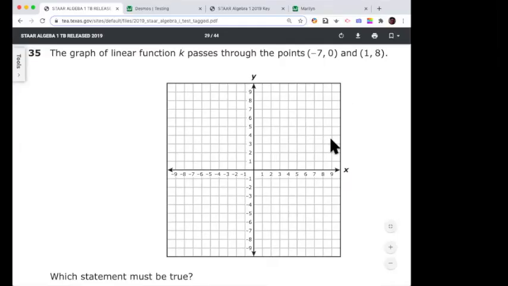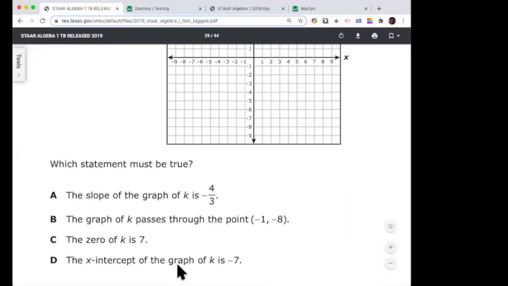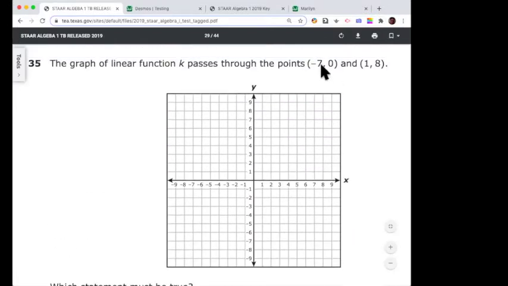The graph of linear function k passes through the points (-7, 0) and (1, 8). So we have a line made up of these 2 points, and k passes through those points. Which statements must be true? We're given 4 statements and only one of them is true based on the graph. All right, so let's start by plotting out our 2 points in Desmos. We can use a graphing calculator.